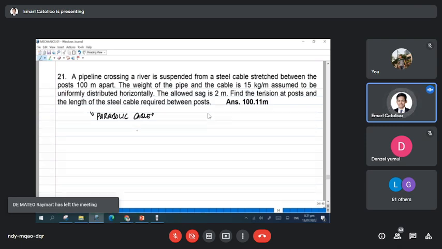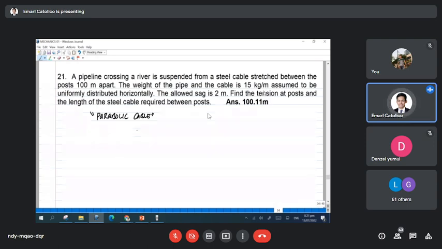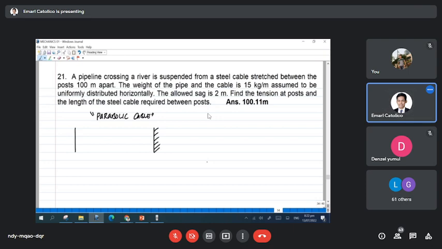Okay. So, kunin natin yung given. So, yung 100 meters apart, yan yung tinatawag na yung length, ano? So, let's say ito yung dalawang support natin. Okay. So, yung cable natin, parabolic sag, so let's say ganyan. Yan. So, yung length, yung 100 meters apart, yan yung length natin. Ito yung L, which is 100 meters.